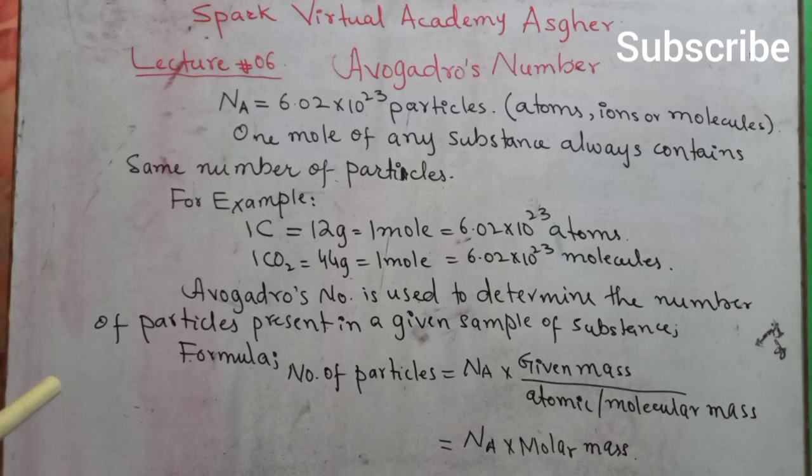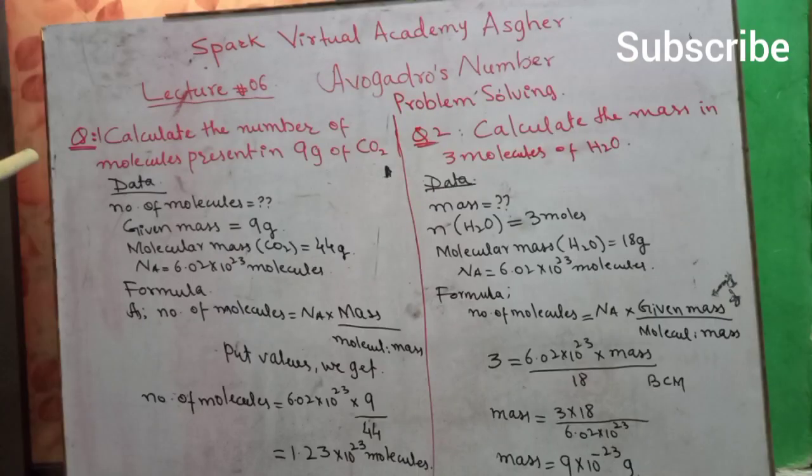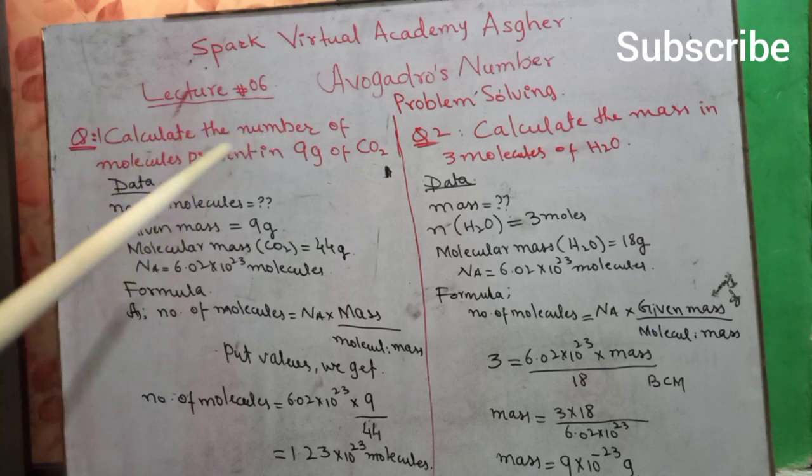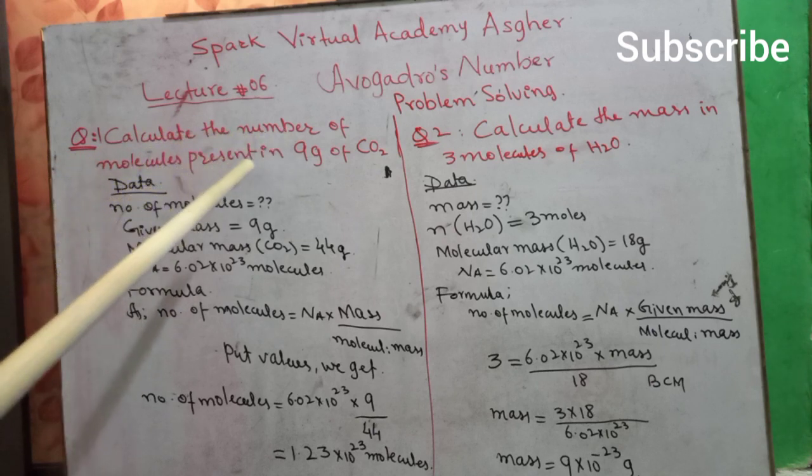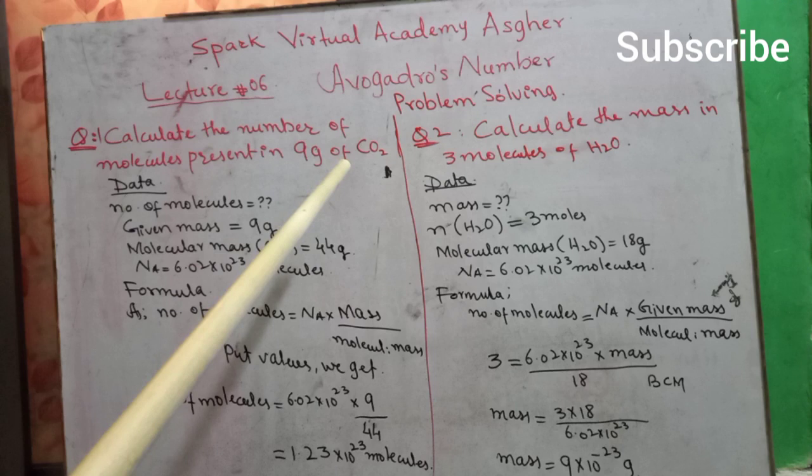So now let's move towards problem solving of Avogadro's number, that is, how to find the number of particles in a given substance. Okay students, now we have two different problems, two different cases in which we can use Avogadro's number. Question number 1: calculate the number of molecules present in 9 gram of carbon dioxide.